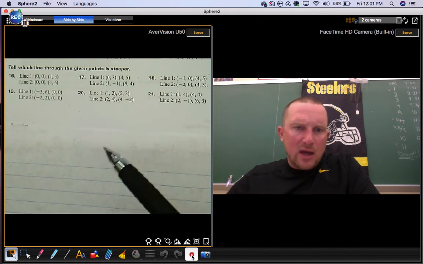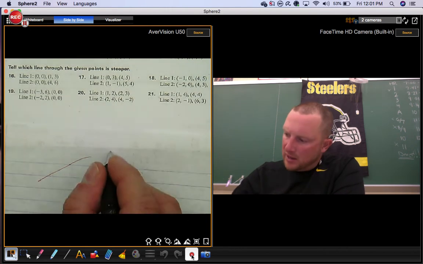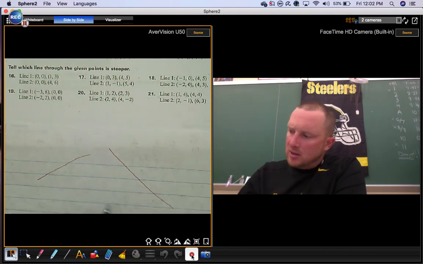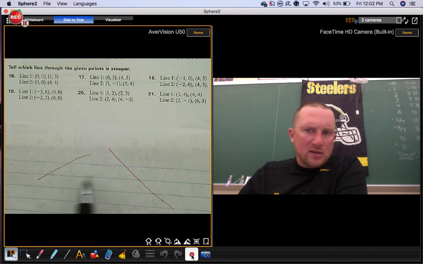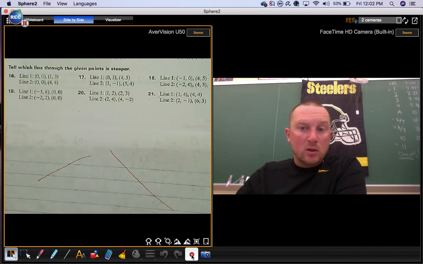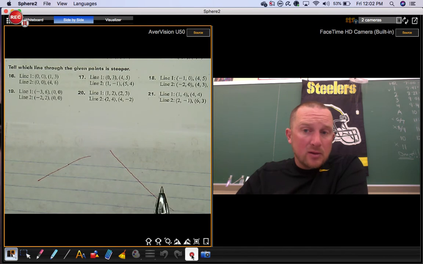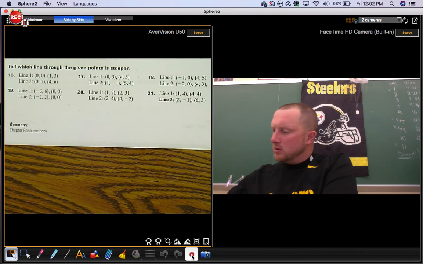So having a positive slope like that and having a negative slope like that doesn't mean that one of these two is steeper than the other. It doesn't matter if it's going uphill or downhill. The steepness is determined by the rise to run ratio. Okay, so you would take the absolute value of that slope, and whichever fraction is bigger is the steeper line. So we'll do a few of these together.